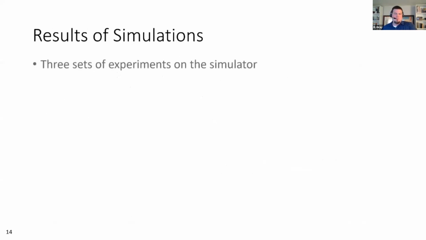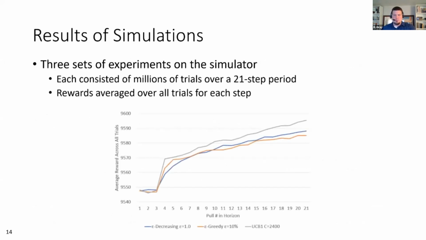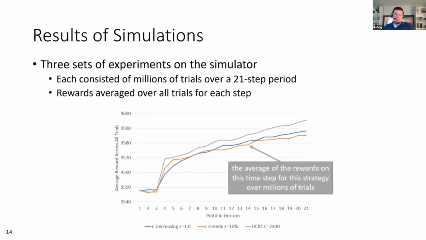We performed 3 sets of experiments on our simulator, each consisting of a series of trials in which a given strategy guided the experience for a simulated player through a 21-step period, reflecting our anticipated 3-week user study. The rewards received by the strategy were averaged across all trials at each step to create a time series that we could then graph to visualize their relative performance.